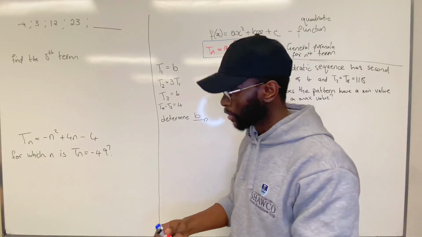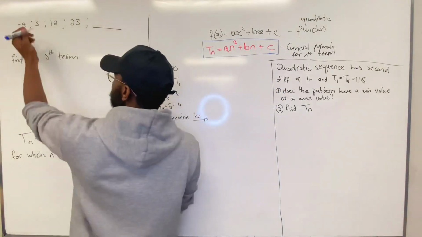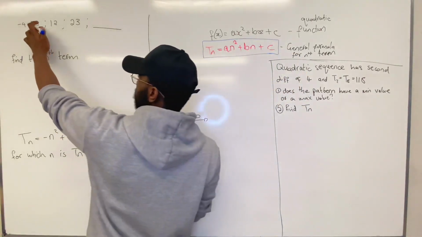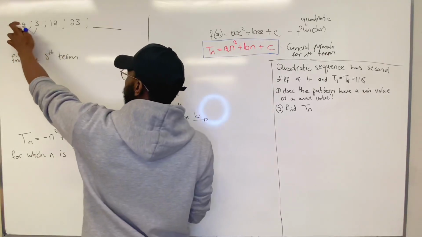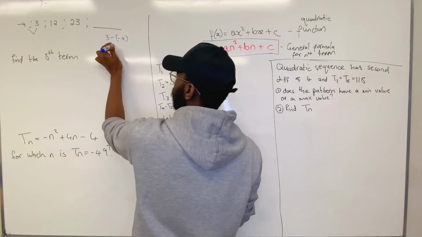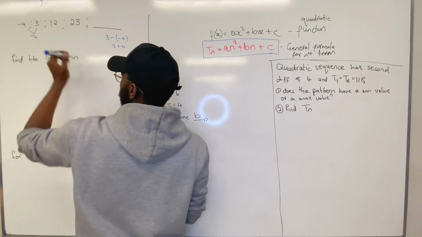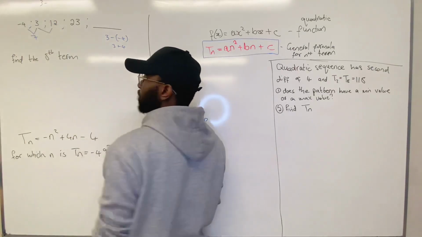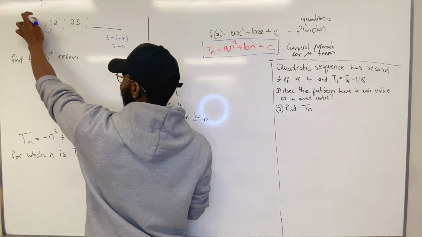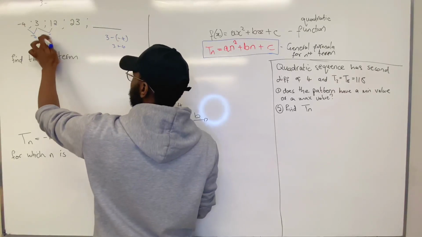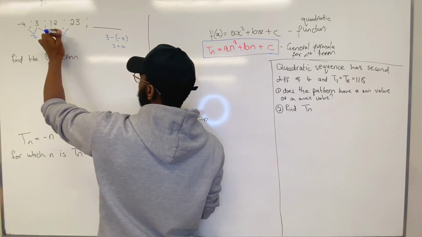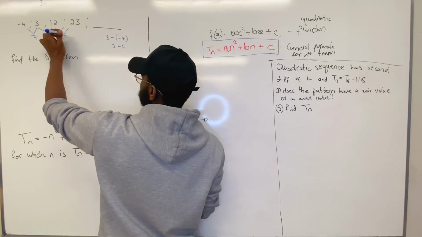an arithmetic sequence. Now, the first difference will be, remember, the following term subtract the previous term. So 3 minus -4 is 3 plus 4, which gives us 7. Now 12 minus 3 will give us 9. And then 23 minus 12 will give us 11?